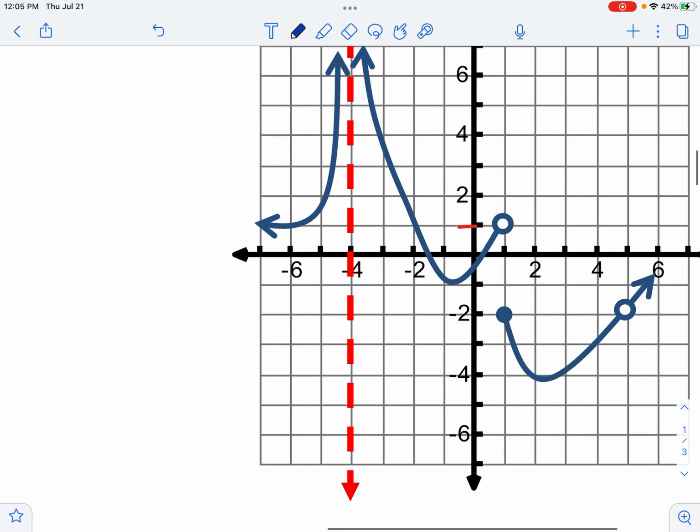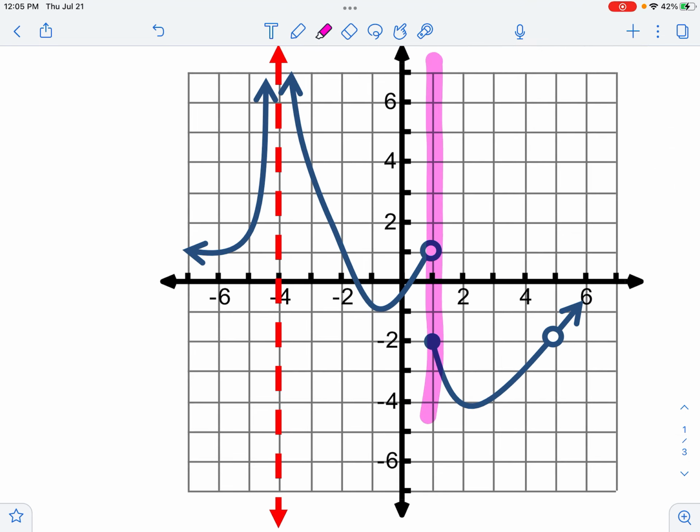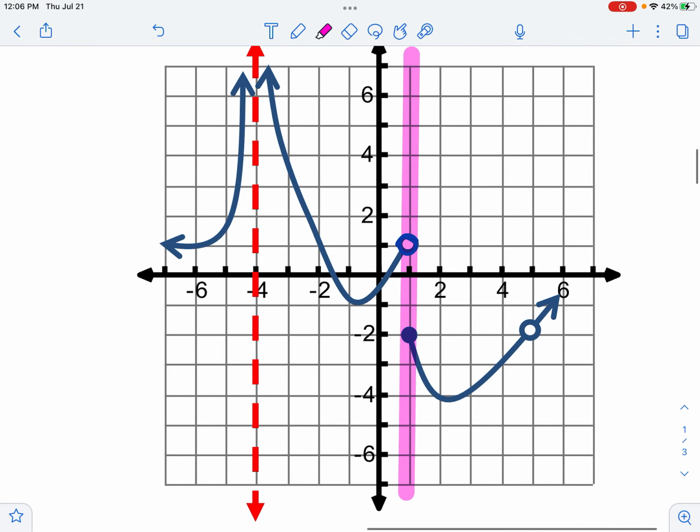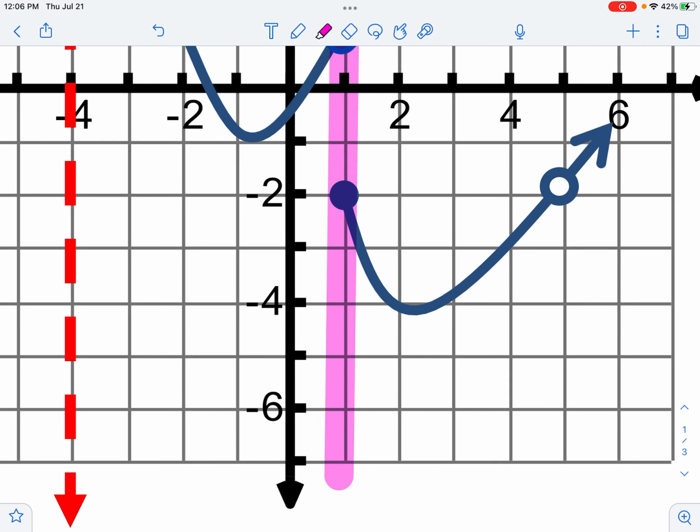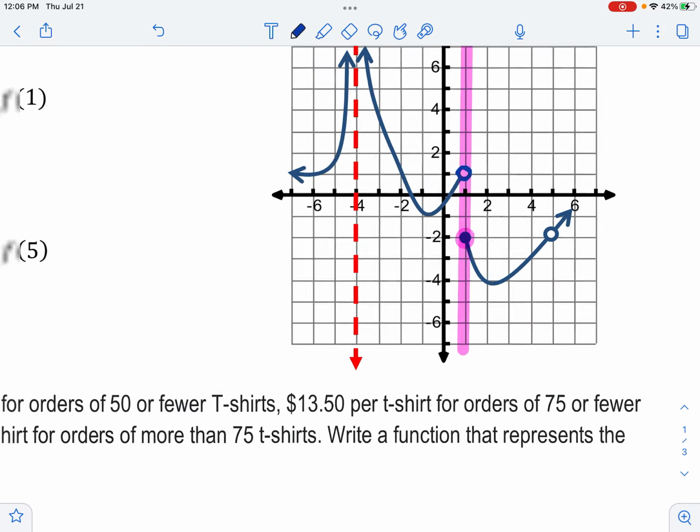All right, f of 1. So when x is 1, what is y? So here is where x is 1. Now, some people accidentally say there's two answers. They'll say, oh, y is 1 and y is -2. That is incorrect because there is no value right here. That is a hole in the graph. Well, it's a removable discontinuity, which we'll talk about later, okay? There's nothing there is what that's saying. There is, however, something here. So when x is 1, y is -2.